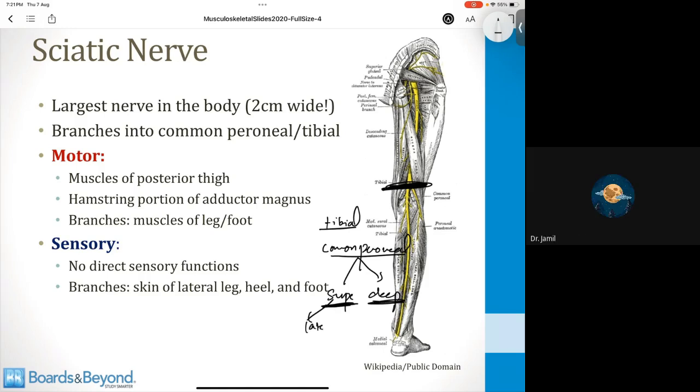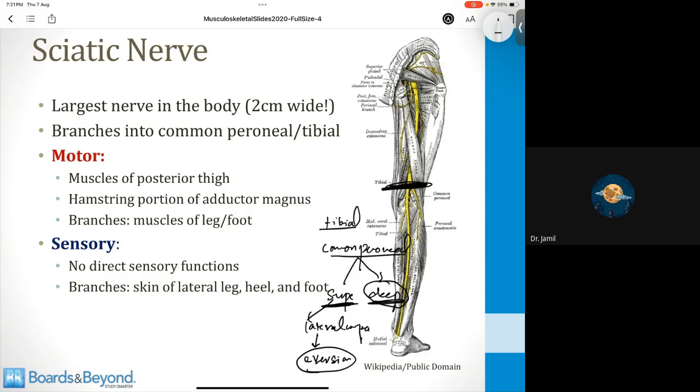Lateral compartment. Sorry, lateral compartment and dorsal of the foot. And the deep peroneal function of lateral compartment muscles? Lateral compartment muscle is eversion. Eversion of the foot. Okay, perfect.